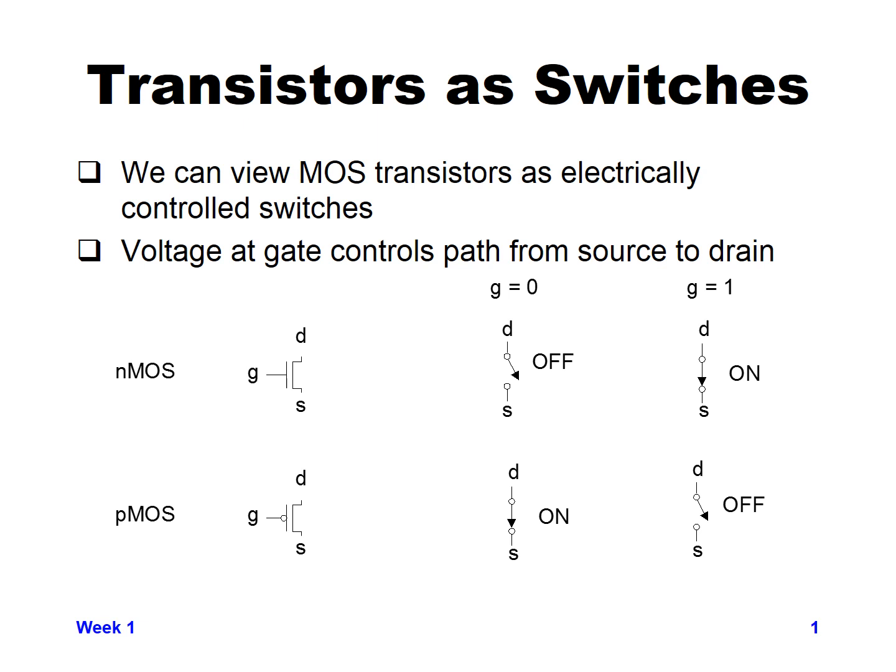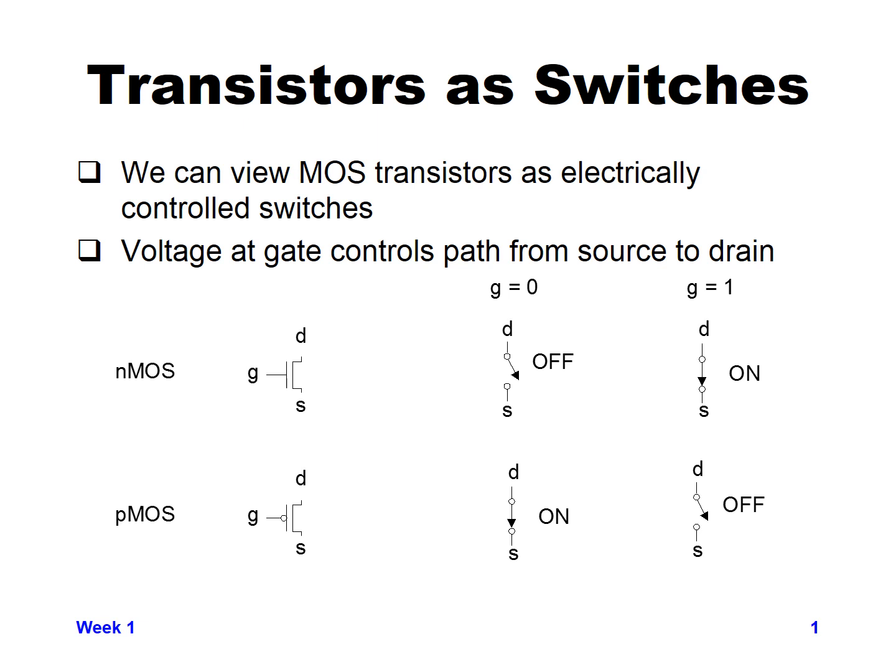If we connect the gate to the highest voltage, VDD, we call that a logical 1, and that will turn the NMOS transistor on, and the on switch will connect the drain to source and allow current to flow from the drain to the source.